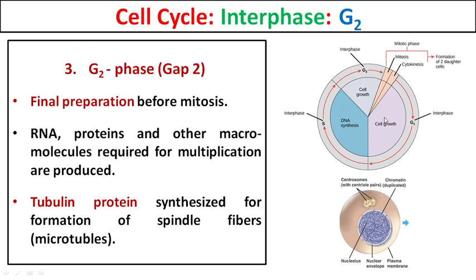Clear till here? We have seen growth 1 or gap 1 phase, G1. Then S phase where the DNA was synthesized, histone was synthesized, and centrioles divided. And then we saw G2 phase where the cell started producing tubulin protein, okay, and it is now ready to undergo mitosis.